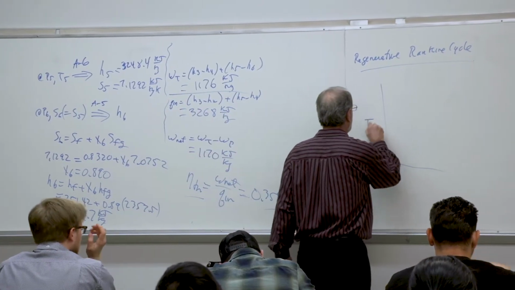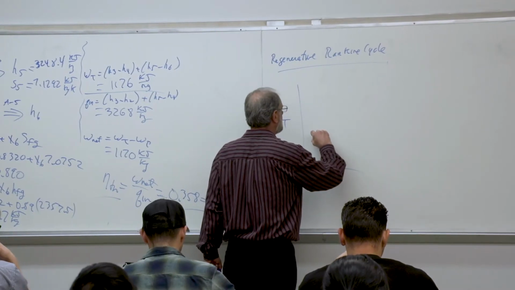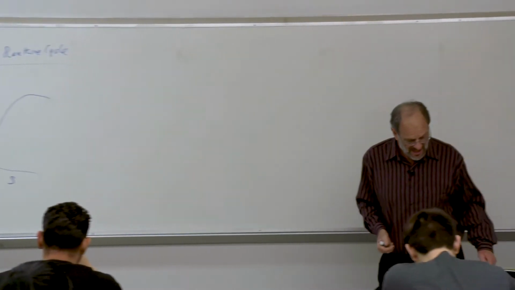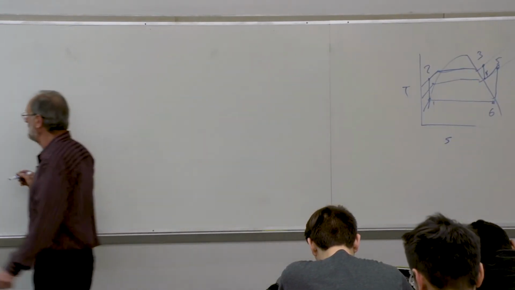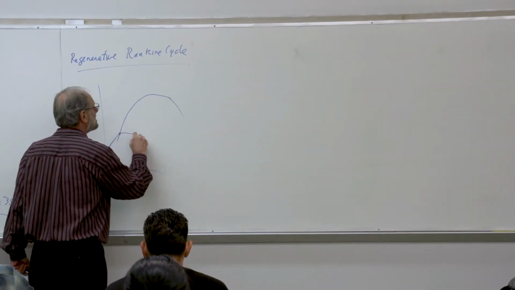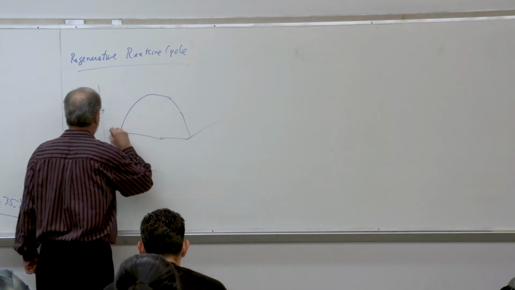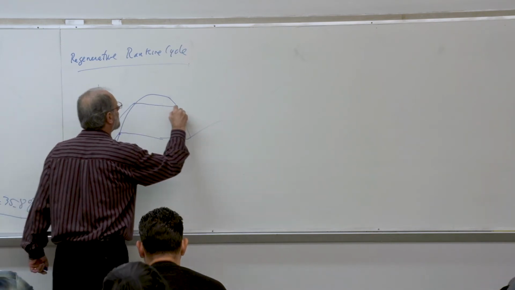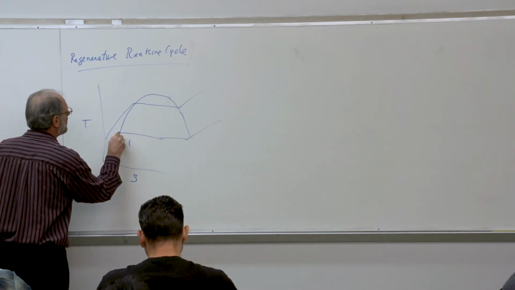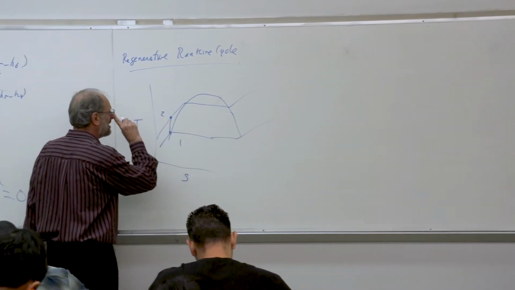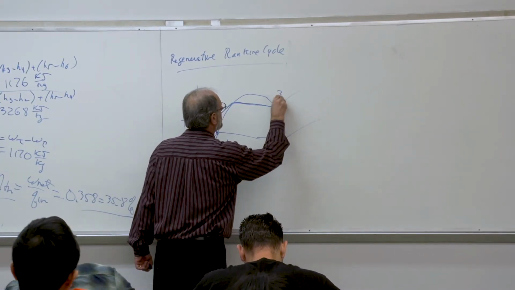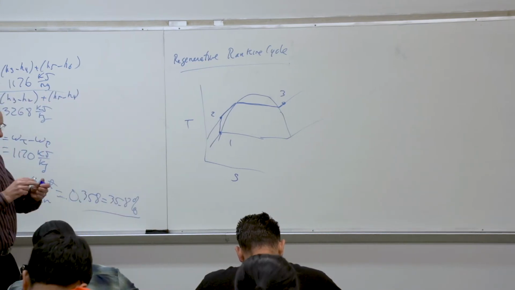One thing that could be done as we start this discussion is to just look at what's happening during a portion of the cycle. And let's just look at the TS diagram during the compression process. So we're going to start at point 1. We'll pump to the higher pressure up to point 2, and then eventually we're going to add heat until we get up to some point 3. Okay, so this we know.